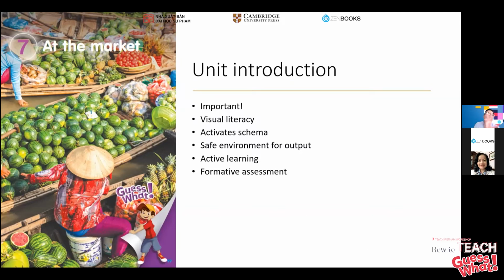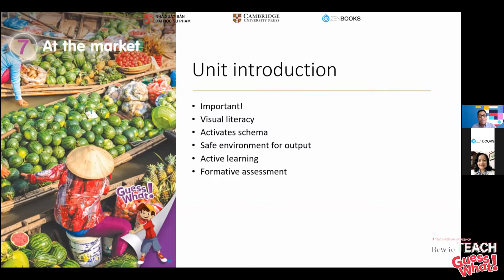Why is this important? Because if it's safe and their schema is activated, this is where I can start doing some active learning. Active learning does not mean playing a game. Active learning does not mean moving around. Active learning means being active in the student's mind. It's the mind that's active. And so when we use this unit introduction to activate their knowledge, active, activate, same root word there, that's what we're going for.